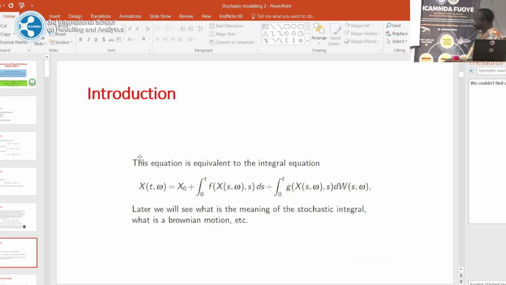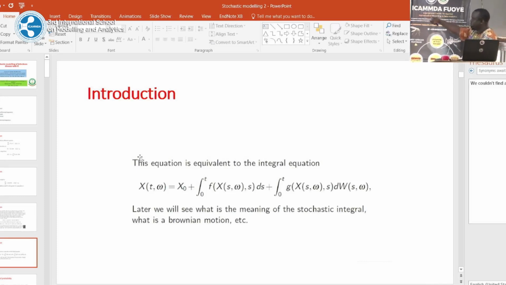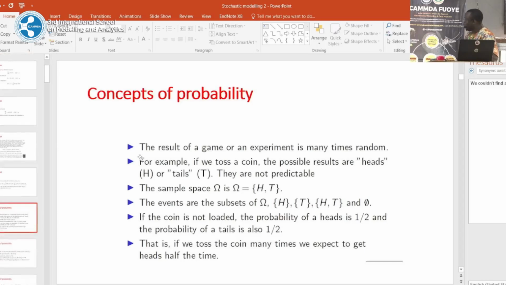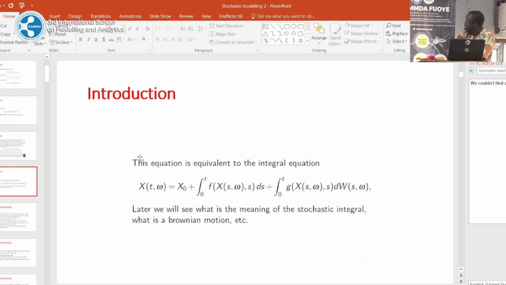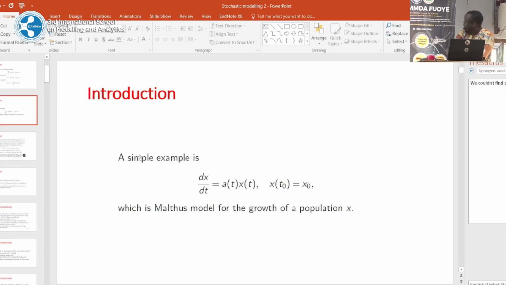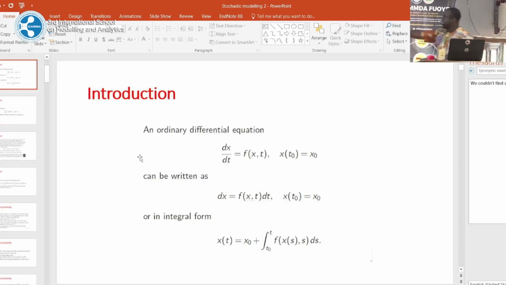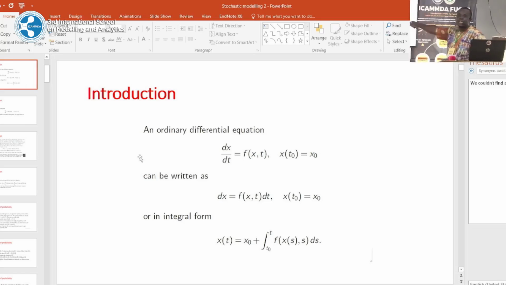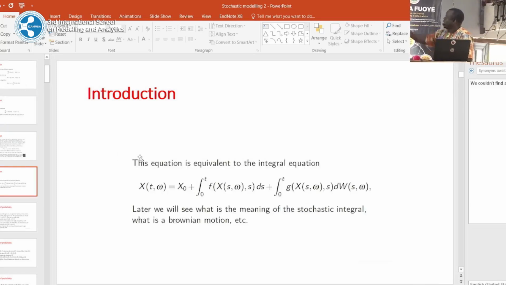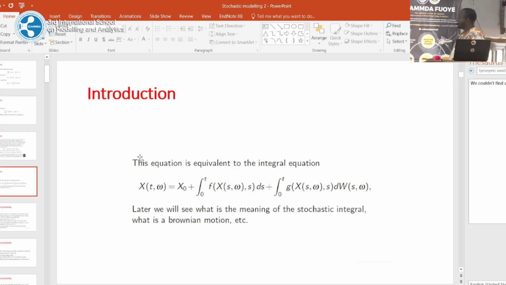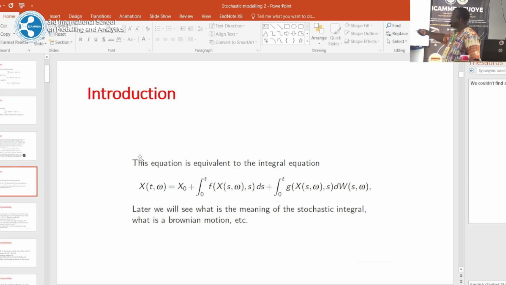Now the equation is equivalent to the integral equation, just like the first one we did there. But this time we have added the Brownian motion, so it is turning into a stochastic differential equation. And so the equation is equivalent to this integral equation. Later we'll see what is the meaning of the stochastic integral and what is a Brownian motion.